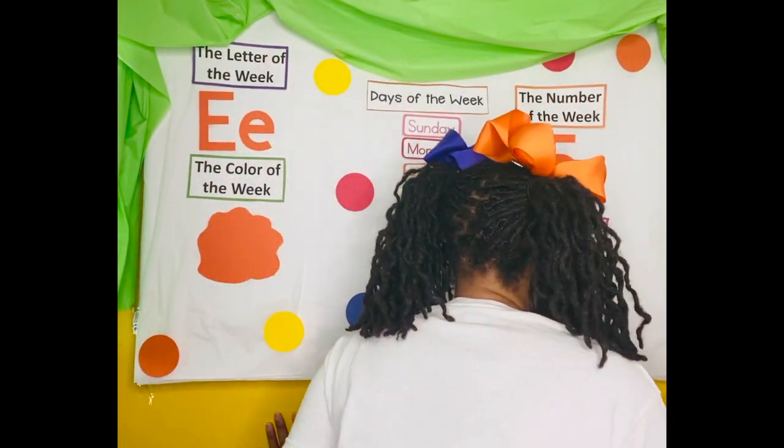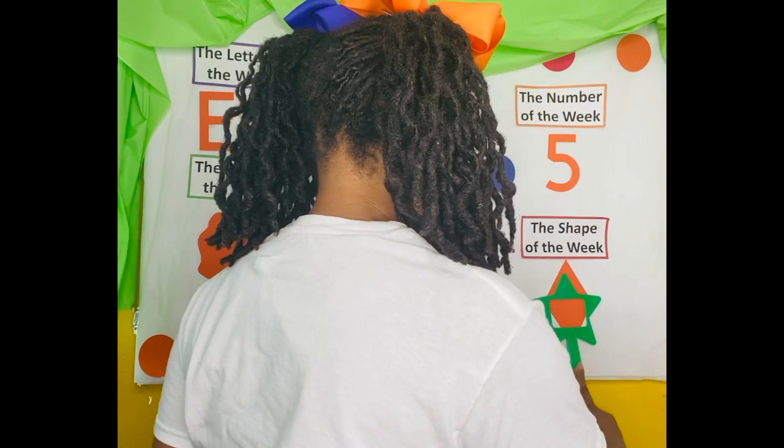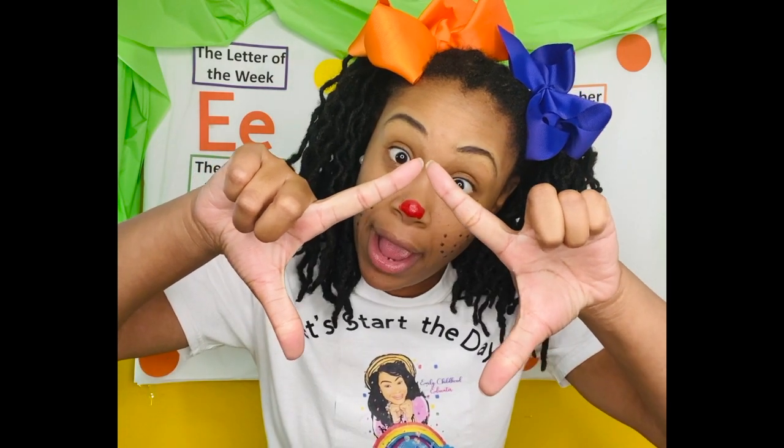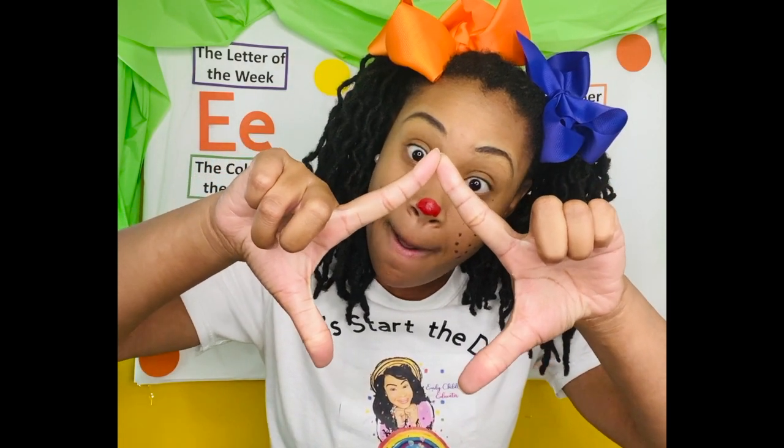Whoa. Our shape of the week was a diamond. It was a diamond. Do you remember? We practiced doing the diamond shape with our hands. Let's try again. One L up. Put another L up. Turn it. And let's see if we can piece it together. Boop. Like a diamond. Good job.